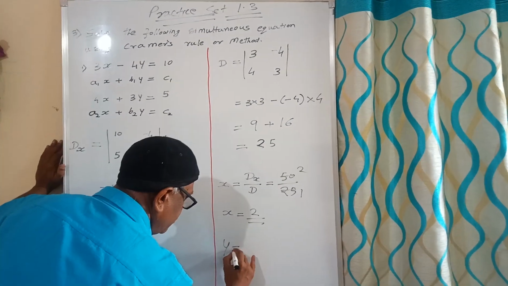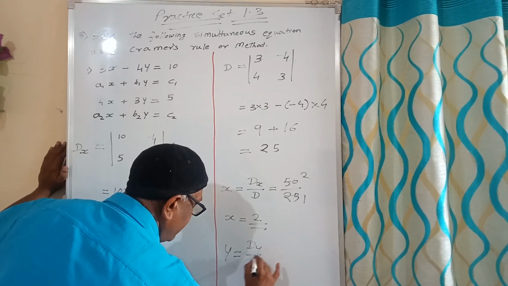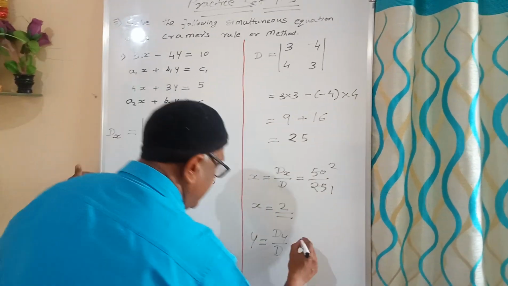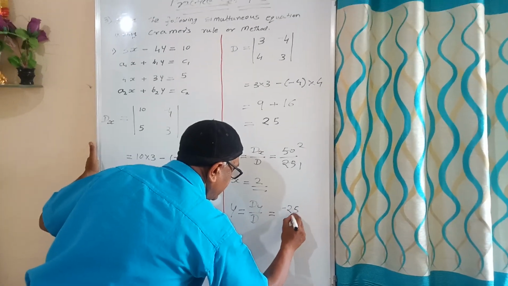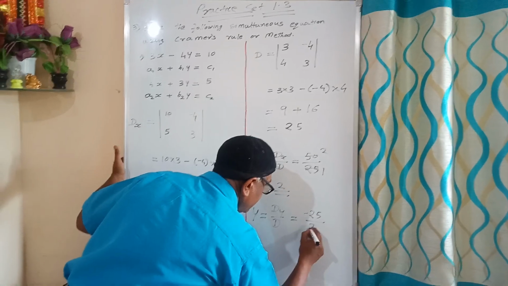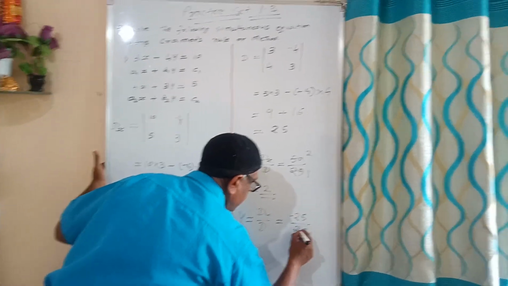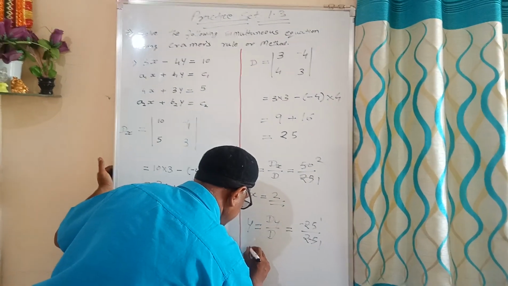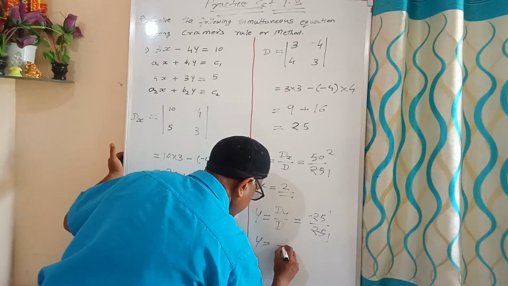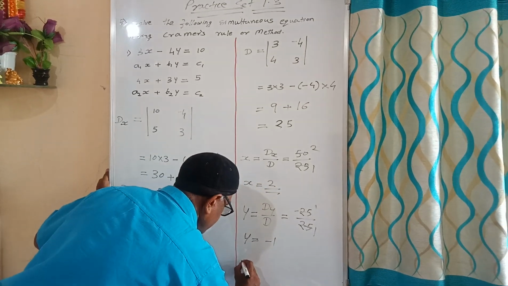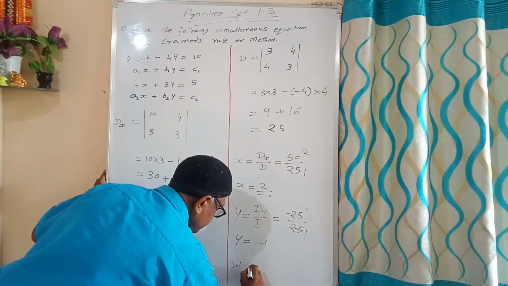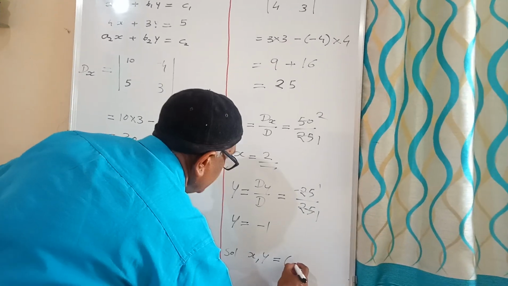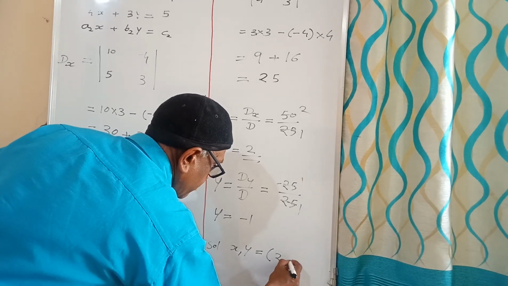Now y is equal to dy upon d, which is equal to, the dy value is minus 25 and the d value is 25. 25 ones are 25. Therefore y is equal to minus 1. Therefore the solution x comma y is equal to 2 comma minus 1.